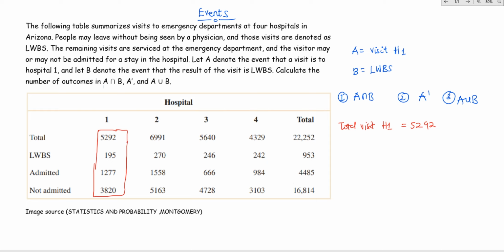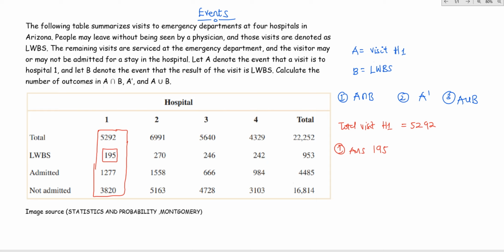Okay, so in this case you have two different events that are being combined: those that went to hospital one, and those that were not attended to. Then you are looking at those that are in both of them, those in hospital one and also not attended to. That would be this 195 here, because these 195 people are in hospital one and at the same time were not attended to. So for question one, our answer will be 195.